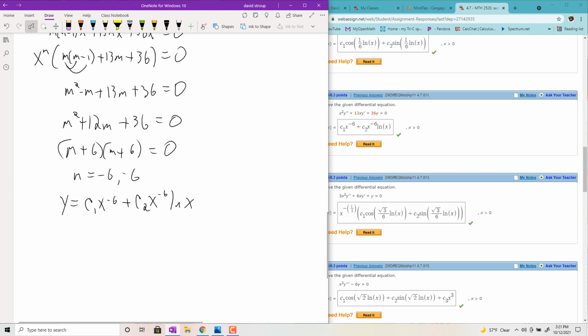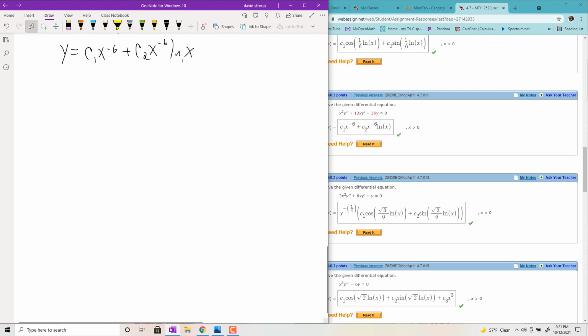Case 3 then, with conjugate roots. Let's take a look at that. So I think this is section 4, case 3, conjugate.